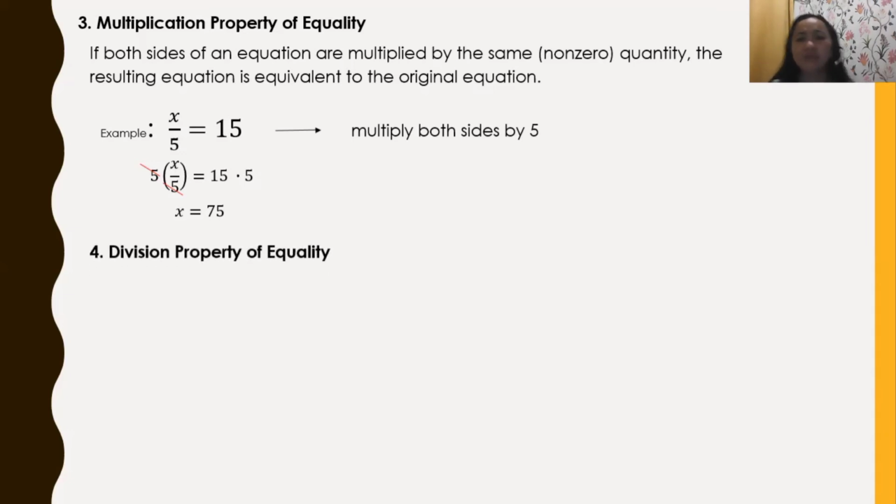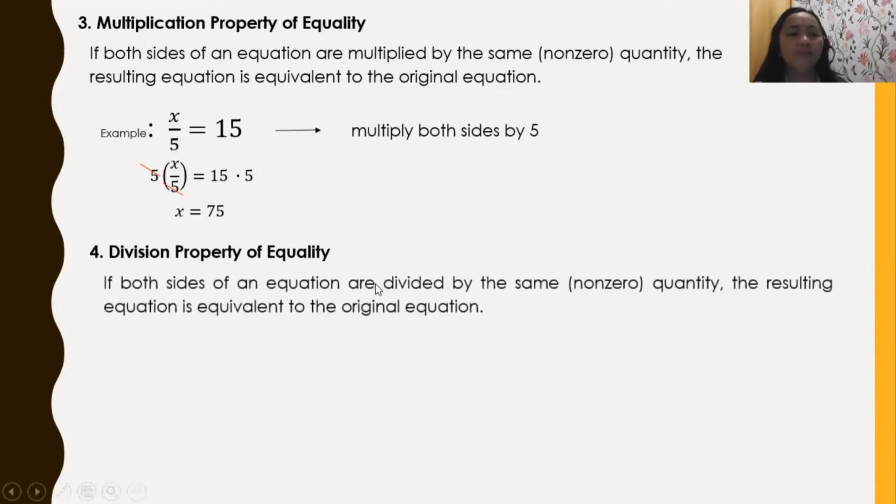Next is the division property. The last basic rule is the division property of equality. If both sides of an equation are divided by the same non-zero quantity, the resulting equation is equivalent to the original equation. Now, let's have an example. 5x equals 15. So, ibig sabihin ng 5x, 5 times x equals 15.